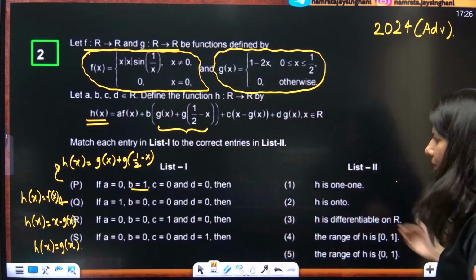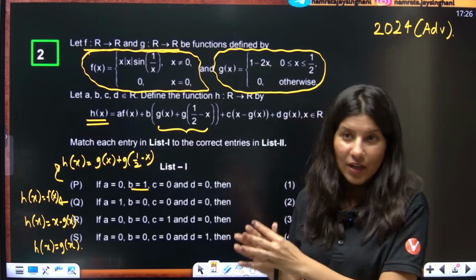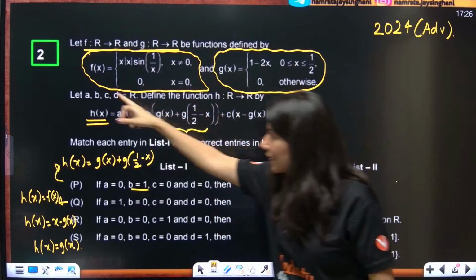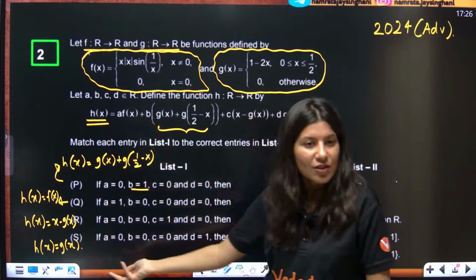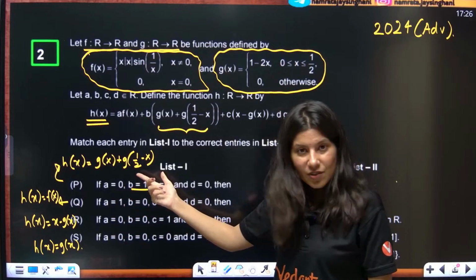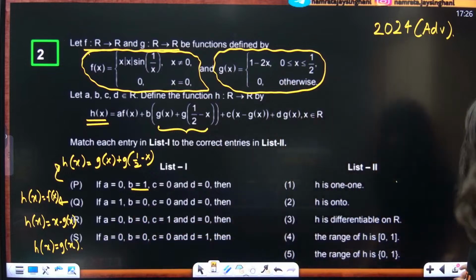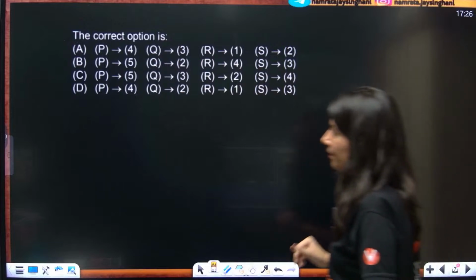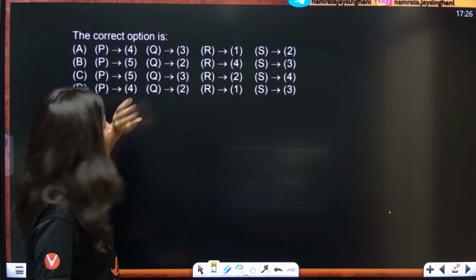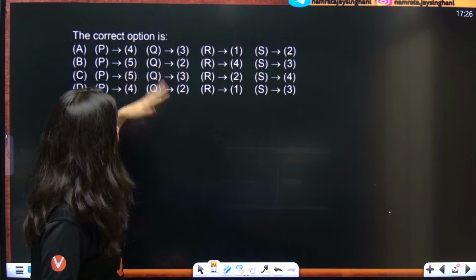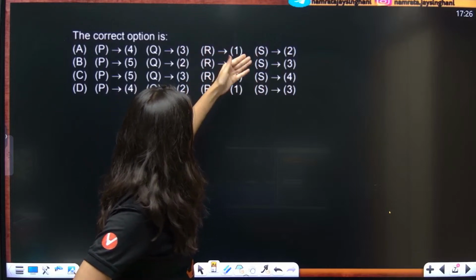I think the question is doable now because in every part they have given A, B, C, D values. This scary looking expression, this big h(x), is gone. Basically, this question is talking about four different functions: h(x) is g(x) + g(1/2 - x), h(x) is f(x), h(x) is x - g(x), and h(x) is g(x). Correct? Now, which of the following is the correct option? I can clearly see that P has either 4 or 5 as the correct one. Similarly, Q has either 2 or 3. R has mixed 1, 4, 2.